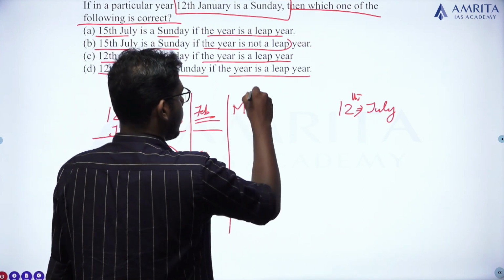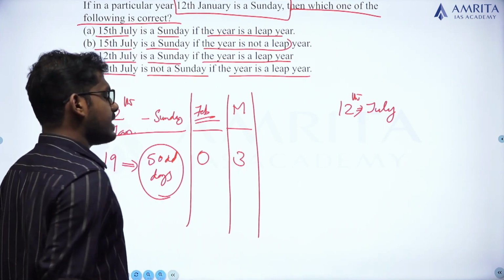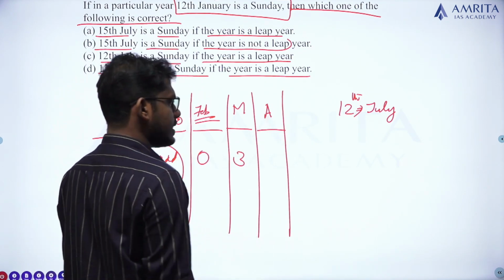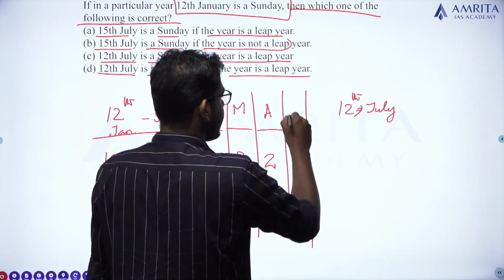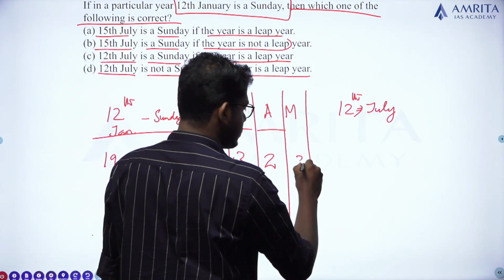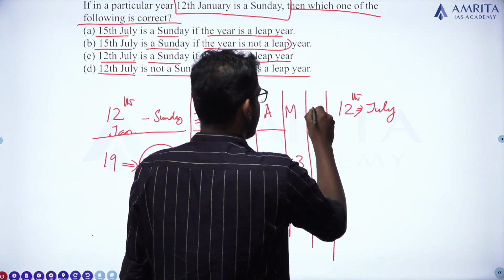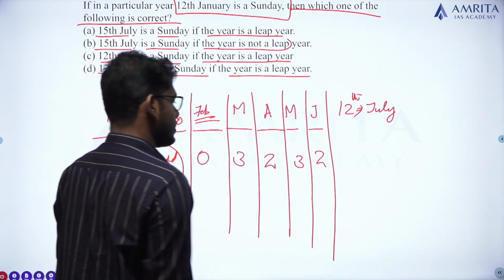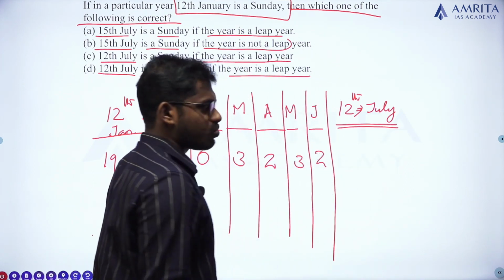Then next, March. March contains 31 days. 31 days contain how many odd days? It has 3 odd days. Then the month is April. April has 30 days. 30 days contain 2 odd days. Clear? The next is May. May contains 31 days, and 31 days means 3 odd days. Next is June. June contains 30 days. 30 days means 2 odd days. Clear? Okay. So the date we have taken is 12th July.